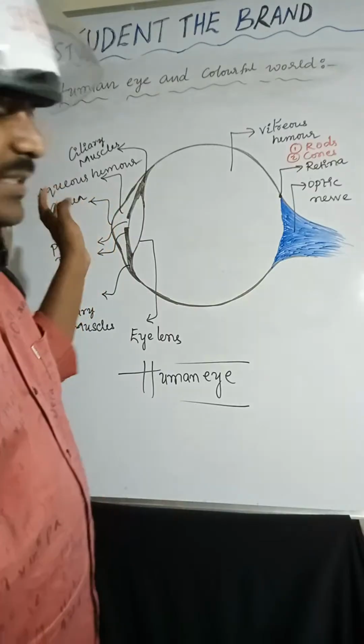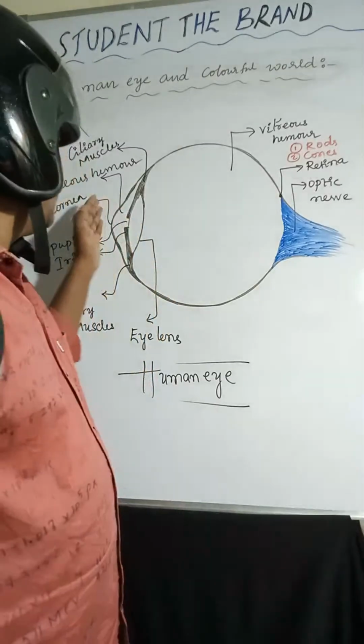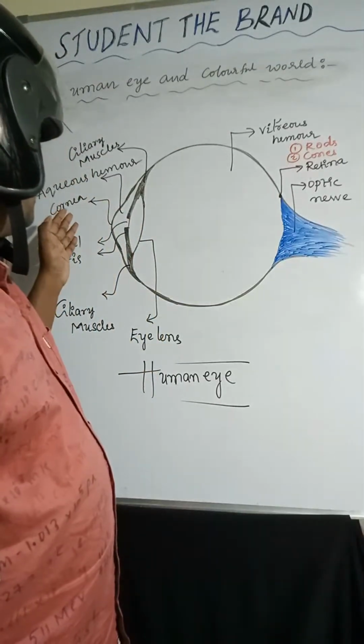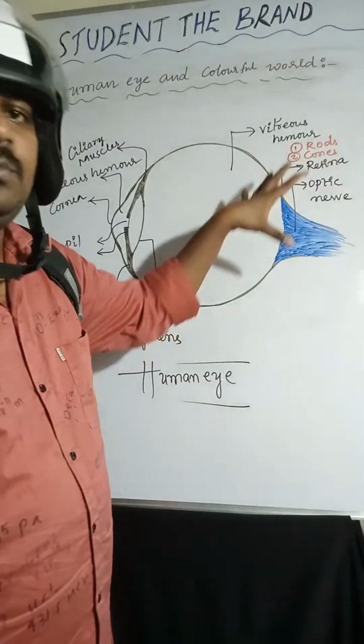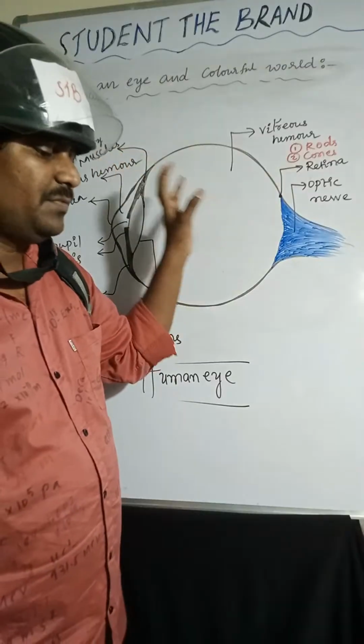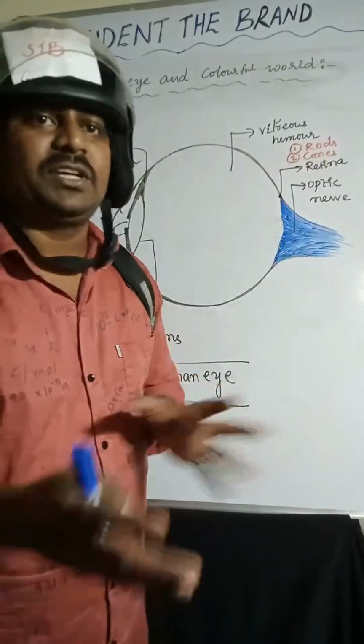It gives sufficient blood and nutrition to the central cornea. Vitreous humor, a jelly-type liquid, provides sufficient force and pressure to maintain the shape of the eye. Retina is a light sensitive screen.